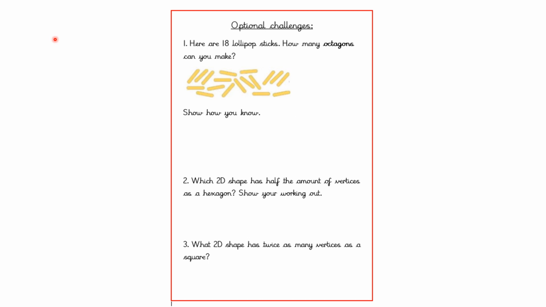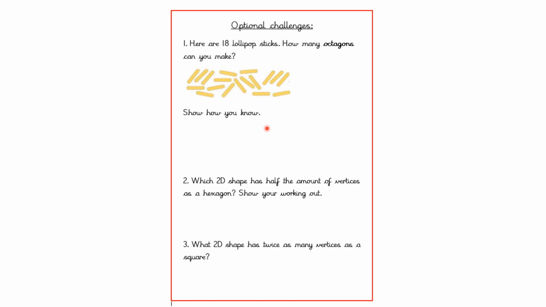There are 3 optional challenges for you today. Number 1 says, here are 18 lollipop sticks. How many octagons can you make? So for that question, you need to think about which shape is an octagon, how many sides, maybe how many vertices as well does an octagon have, and then you should be able to figure out how many octagons they can make. And for that question, we want you to show how you know. So you might want to draw pictures, and you might want to write a sentence as well to explain how you found it out.